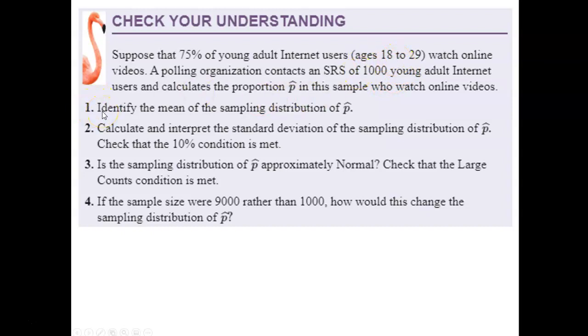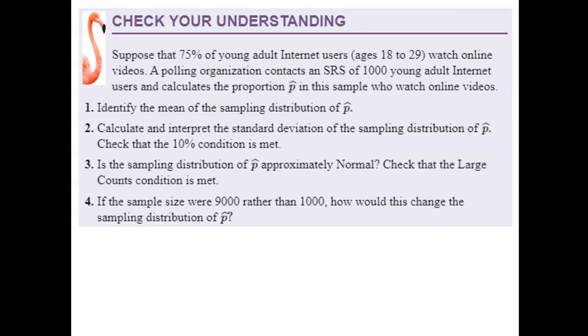So they're going to have you do a whole bunch of stuff here. In a minute, you're going to pause the video, but you're going to tell me what the mean is. You're going to calculate and interpret the standard deviation. Make sure that you check the 10% condition first. And then, is it normal? You're going to have to check the large counts condition. And then if the sample size were 9,000 rather than 1,000, how would this change the sampling distribution of p hat? If you're not sure how to answer that last question, play around with it a little bit and see what happens. I'm going to pause the video.